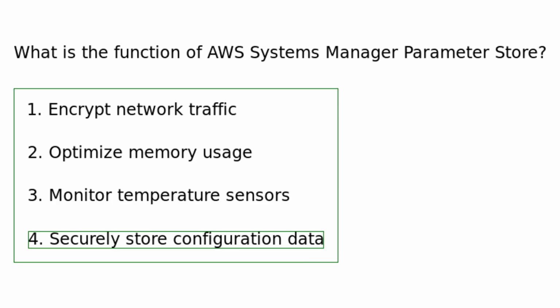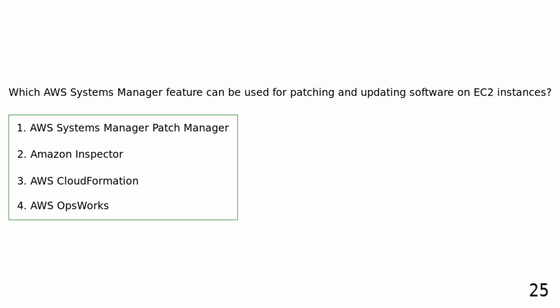AWS Systems Manager Parameter Store is used to securely store configuration data such as passwords, database strings, and license codes, making it easier to manage and access sensitive information securely. Which AWS Systems Manager feature can be used for patching and updating software on EC2 instances?